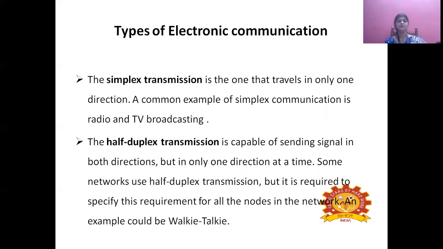And the next one is the half duplex transmission, which is capable of sending the signal in both the directions, but only in one direction at a time. Some networks use the half duplex transmission. It is required to specify this requirement for all the nodes in the network. An example for half duplex communication is the walkie-talkie. In the walkie-talkie, at a particular time, we can either talk or listen. That is called the half duplex.